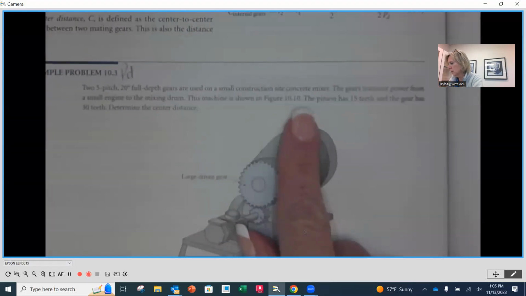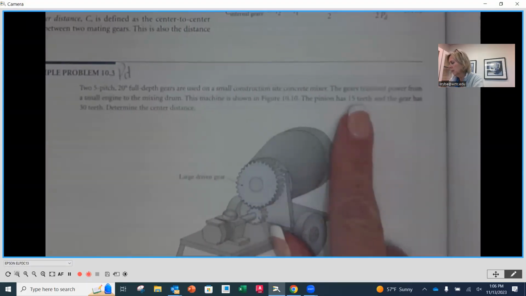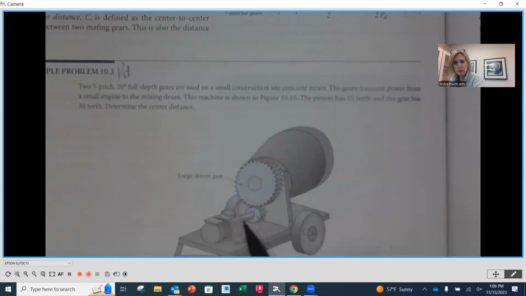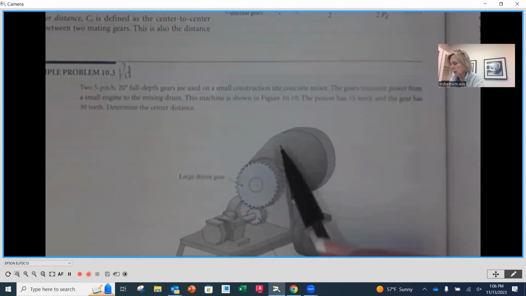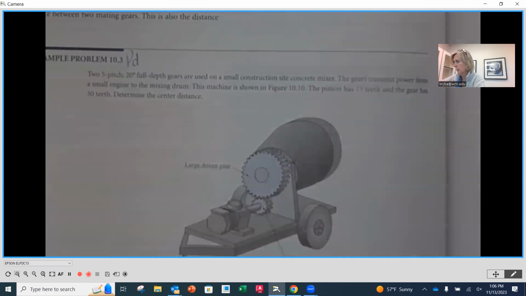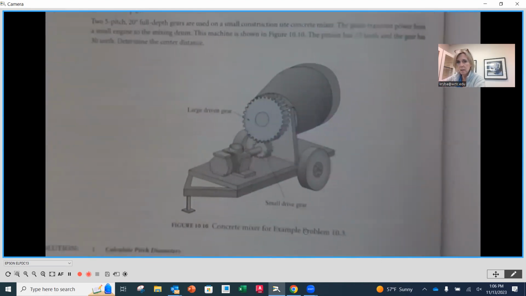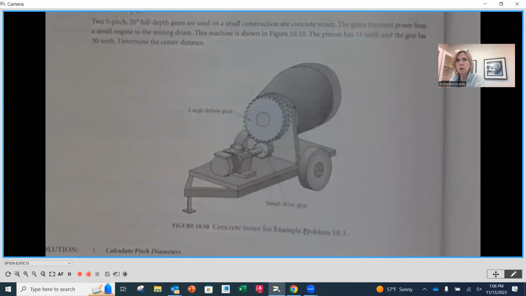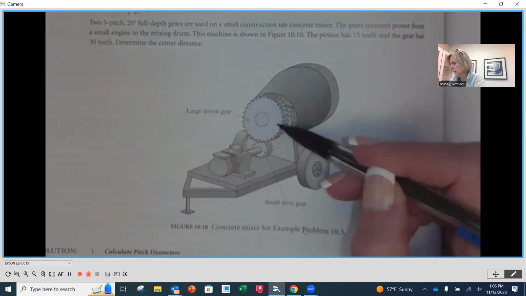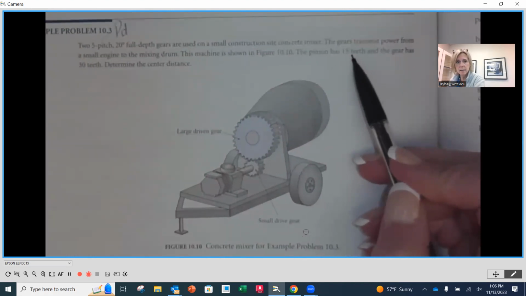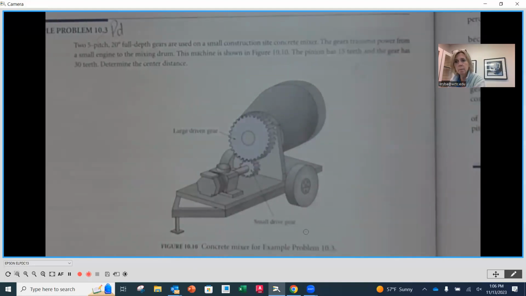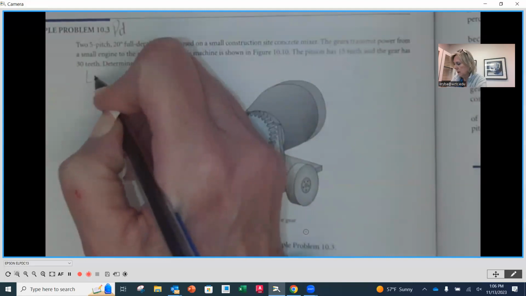They're used on a small construction site concrete mixer. The gears transmit power from a small engine to the mixing drum. So here's our small engine, and here's the mixing drum. In between there, here are our 2 gears. Here's our small drive gear or our pinion, and here would be the larger drive gear or our gear. Pinion, smaller; gear, larger. The pinion, it says, has 15 teeth and the gear has 30. So this is going to be our N1, and this is going to be our N2.